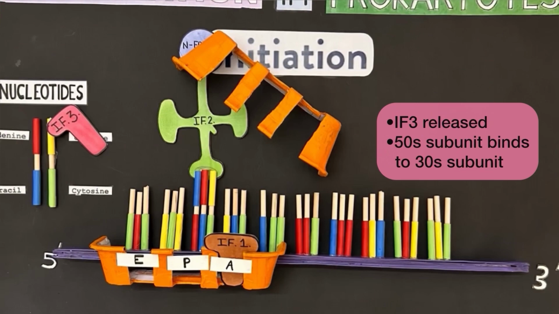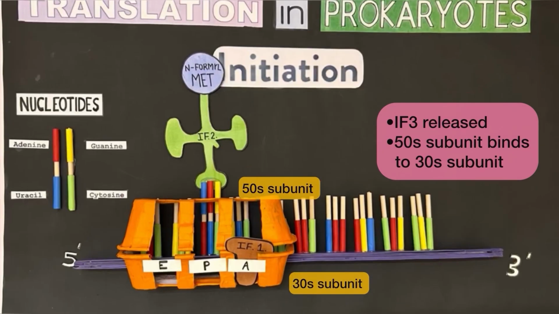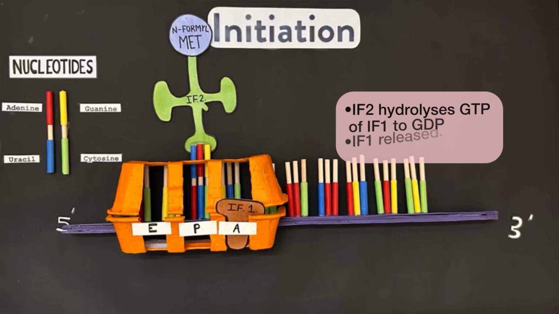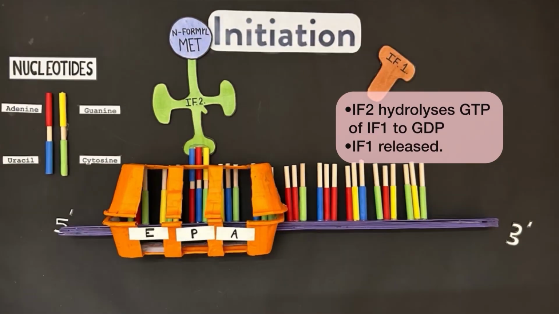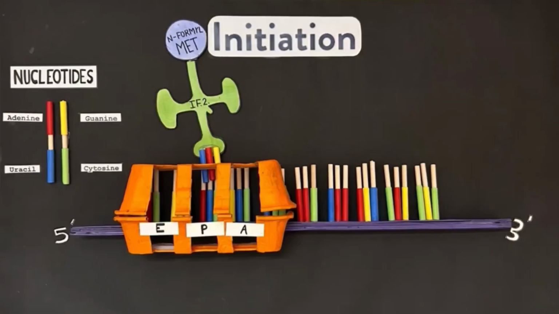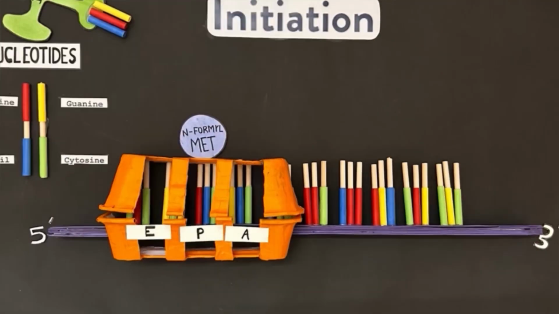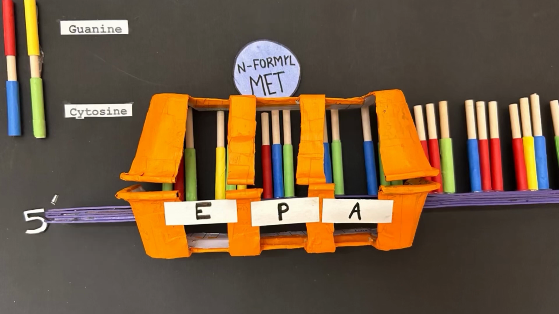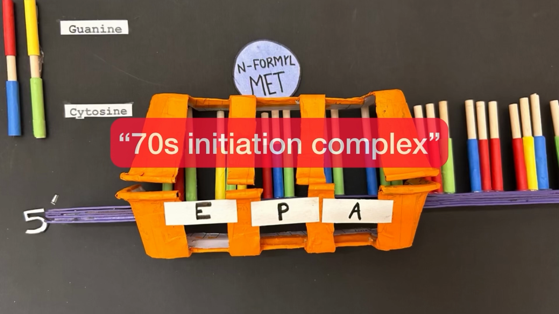Once initiation factor 3 is released, the 50S subunit binds to the 30S subunit along with mRNA. Further, initiation factor 2 hydrolyzes the GTP of initiation factor 1, due to which initiation factor 1 is also released. Finally, initiation factor 2 is released as well, leaving N-formyl methionine at the start codon at P site. The 70S ribosome on the mRNA along with N-formylmethionine at P site is called the 70S initiation complex.